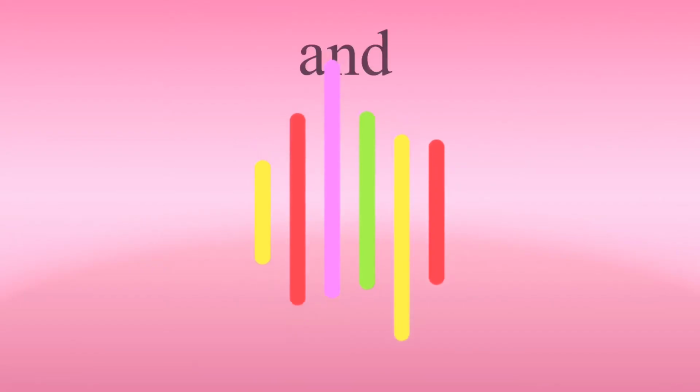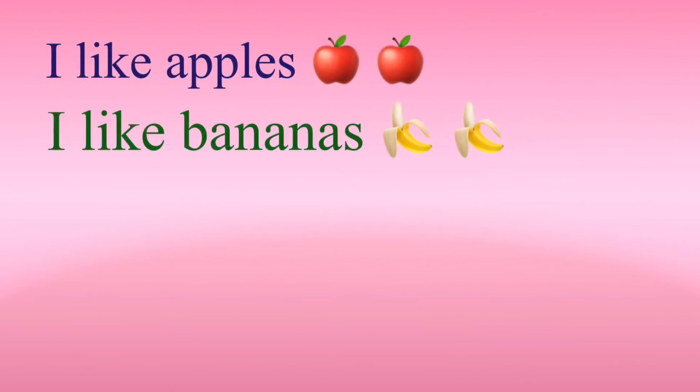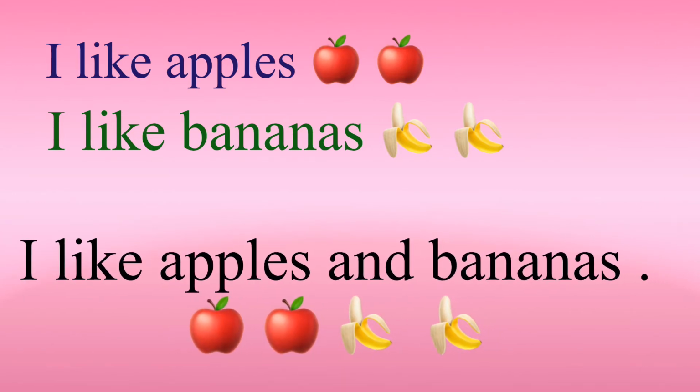First is conjunction and. And is used to combine similar ideas or add information. Let's see the examples. I like apples. I like bananas. There are two sentences with similar ideas, so here we use conjunction and to join these two sentences. Now look at the sentence. I like apples and bananas.